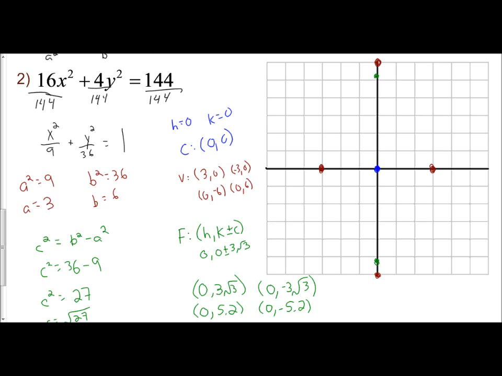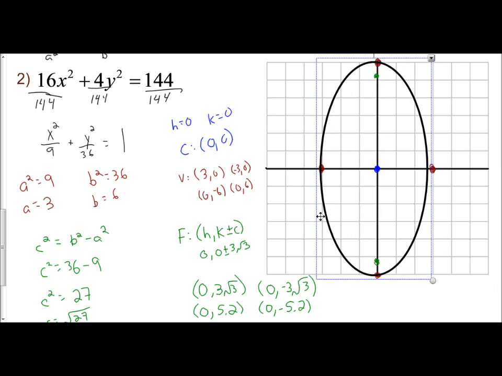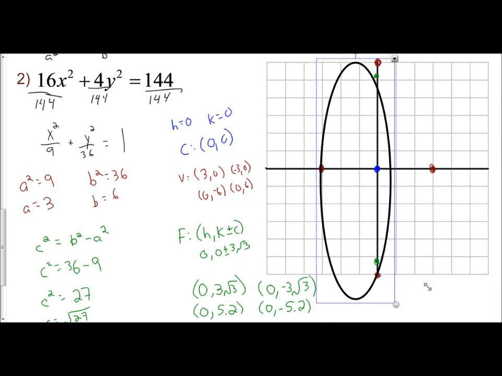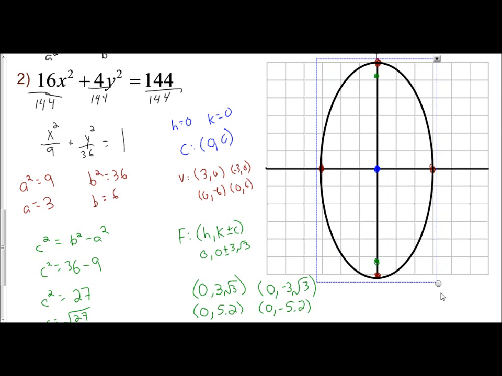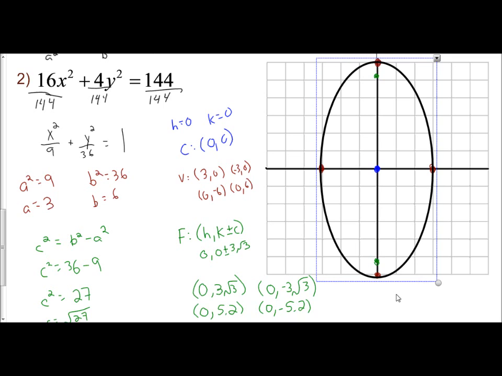And so now I can sketch my ellipse for it. To sketch the ellipse, just draw an oval around all the points. And I'm just going to slide mine over so it goes through my points and stretch it out. And there's my ellipse.